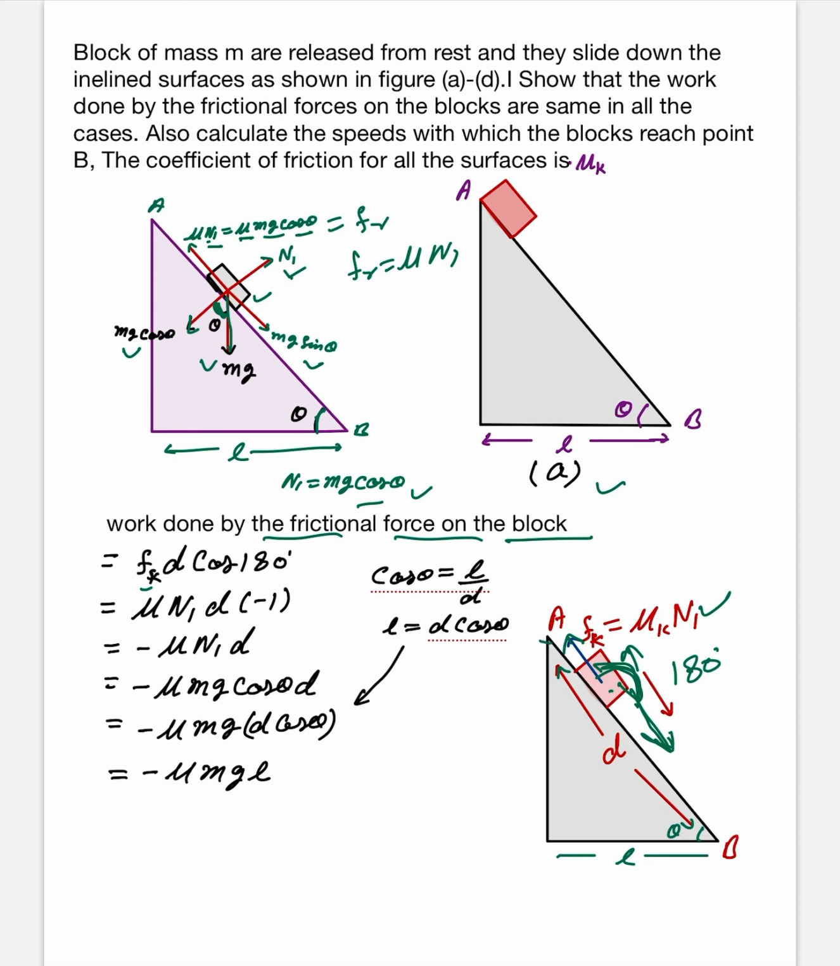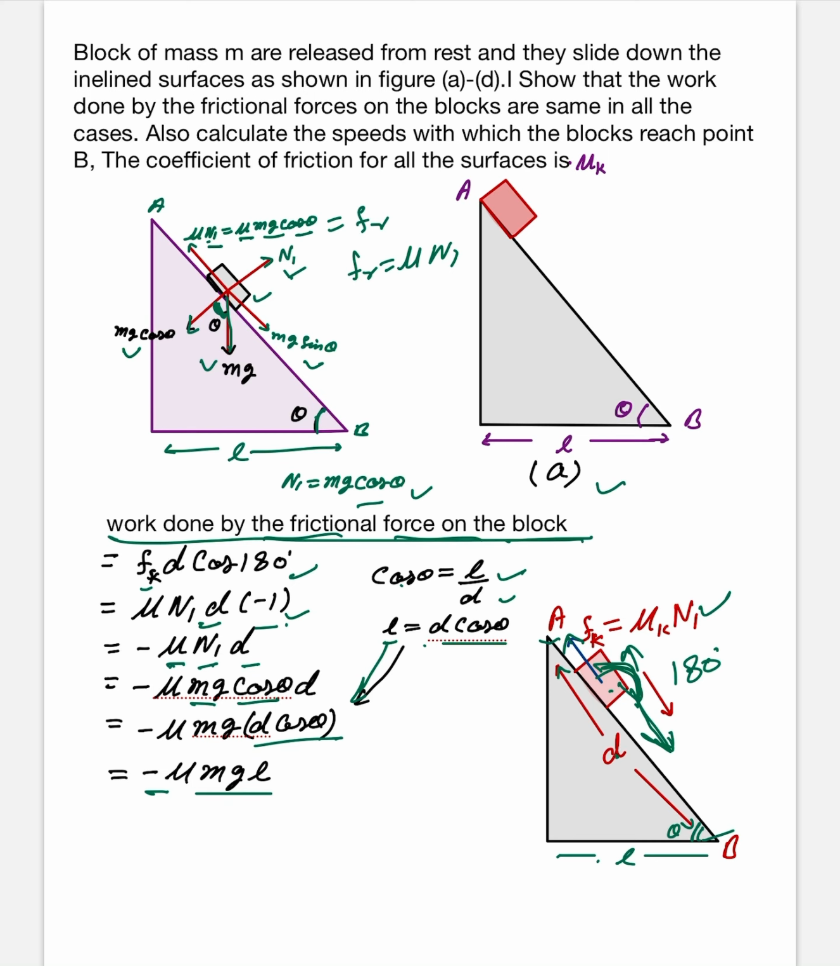So the work done by the frictional force on the block: if this distance is d, it is F d cos 180. Cos 180 is minus 1, so it is written as minus mu n1 into d. Put in the n1 value, mg cos theta. If this angle is theta, with L here and d here, then cos theta equals L by d, so L equals d cos theta. Clear? Putting this in, the work done by the frictional force on the block is minus mu mg into L.